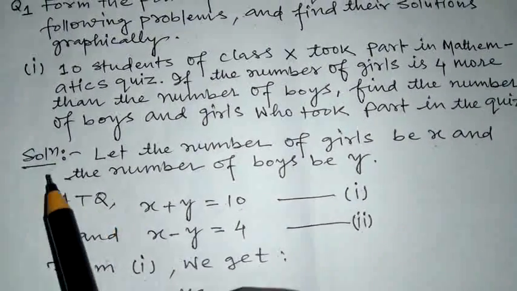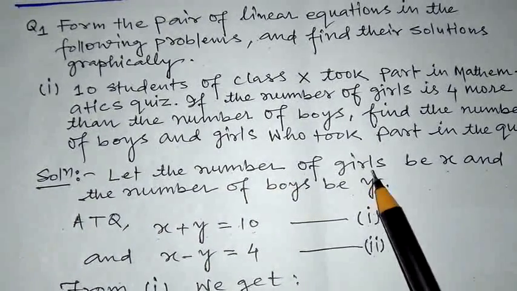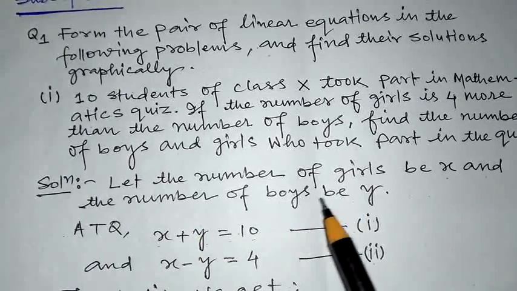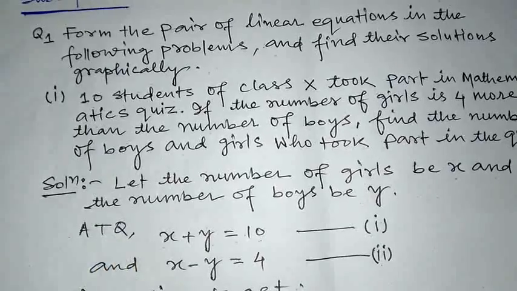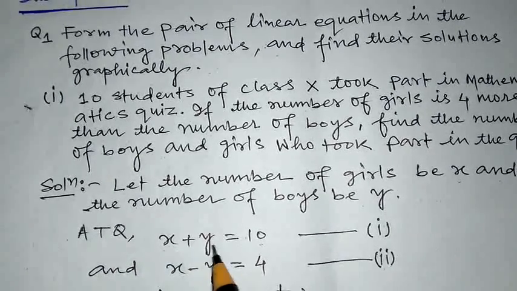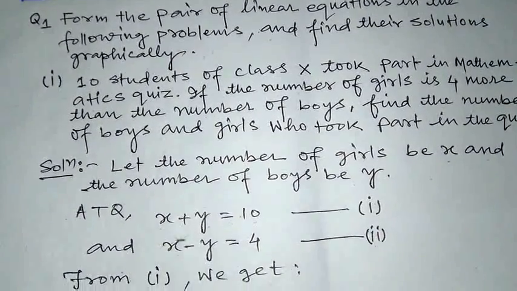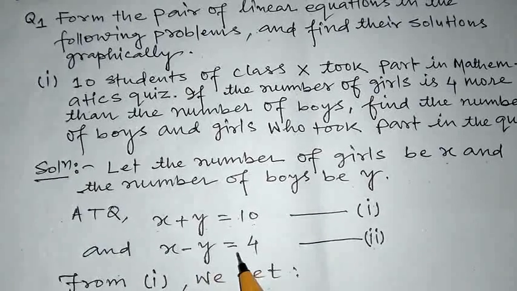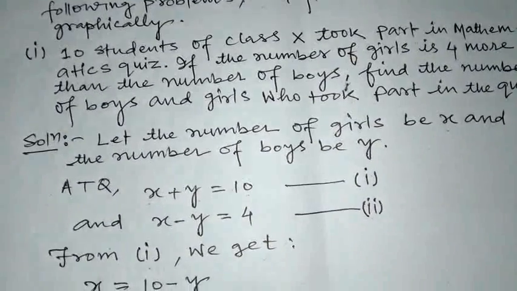So, see its solution. Let the number of girls be x and the number of boys be y. According to the question, we can write x plus y equal to 10, name it equation number 1, and x minus y equal to 4, name it equation number 2.